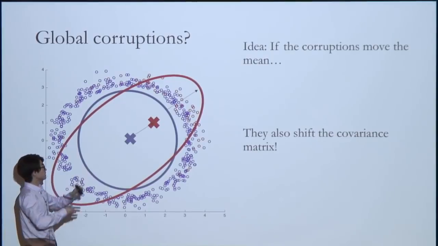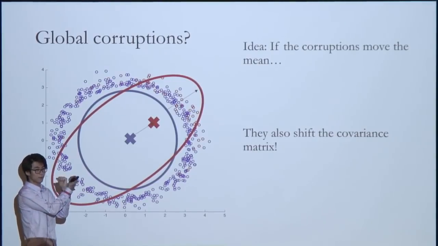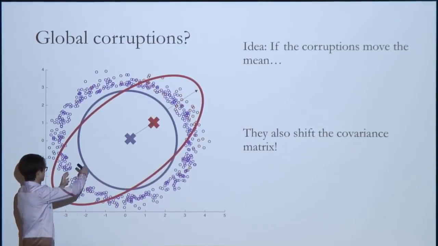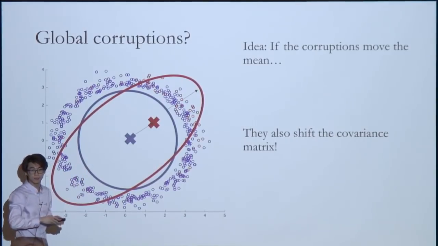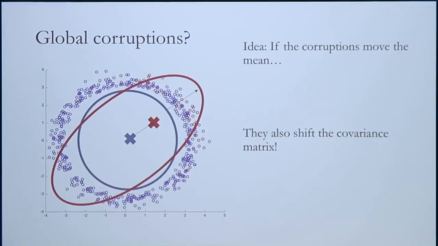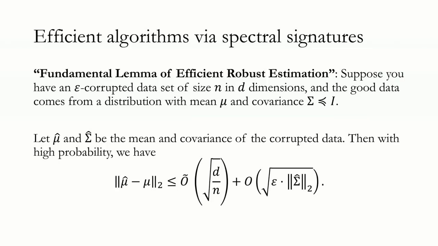Okay, so in some sense, covariances don't care about the direction, right? Because it's a squared, it's a second moment. So as long as they're far out in this direction, the covariance is going to be large in this direction. Okay, and this is a phenomenon that recently we've begun to call spectral signatures. And this is sort of the basis of the efficient algorithms that we've come up with.